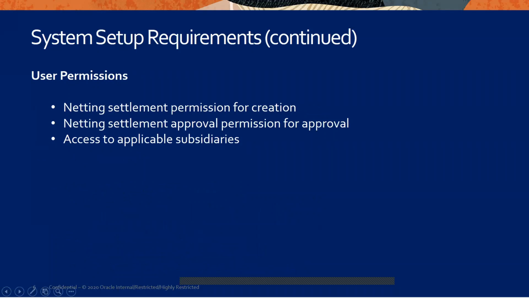Just carrying on, a few more permissions here. These are some of the user permissions, just in case you're running this from a role outside of the administrator role, like I'm going to do today. You need the netting settlement permission for creation, the netting settlement approval permission for approval, and to make sure that the user's role has access to all the applicable subsidiaries that are incurring those intercompany transactions.